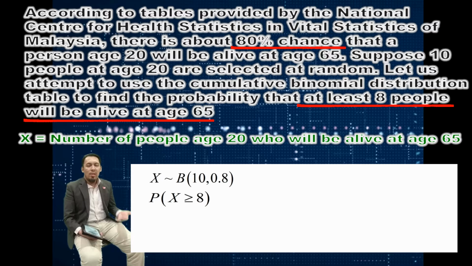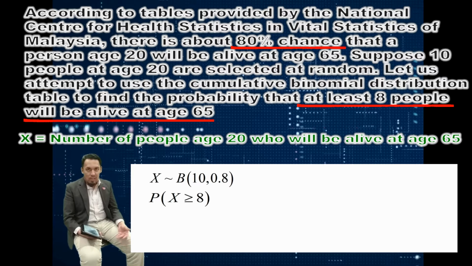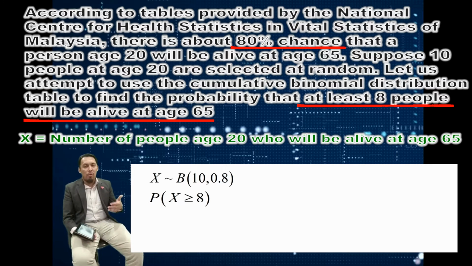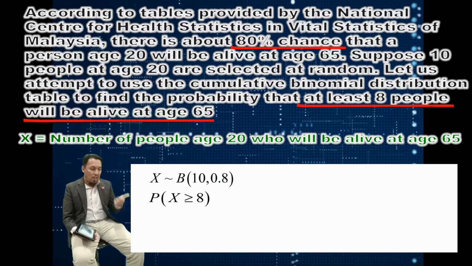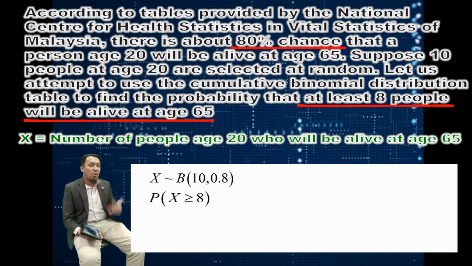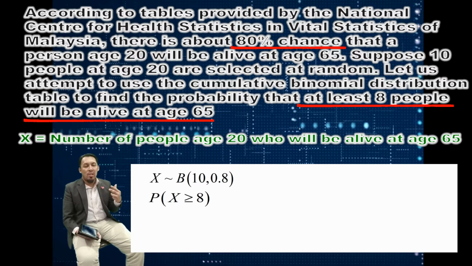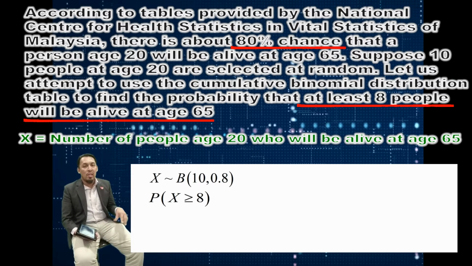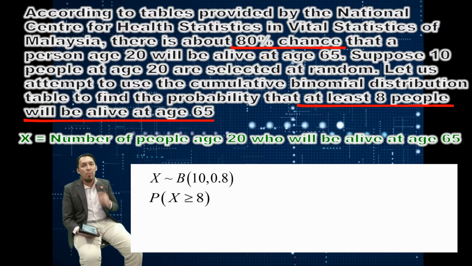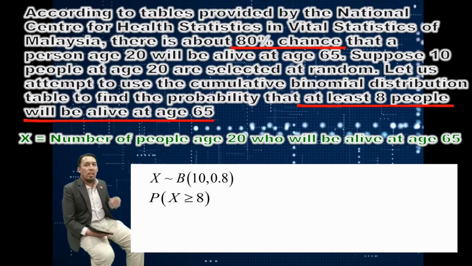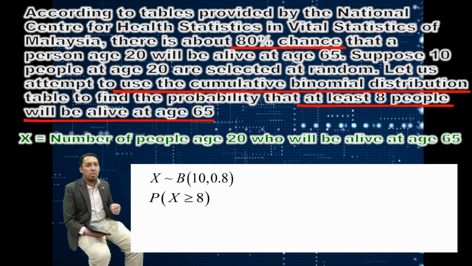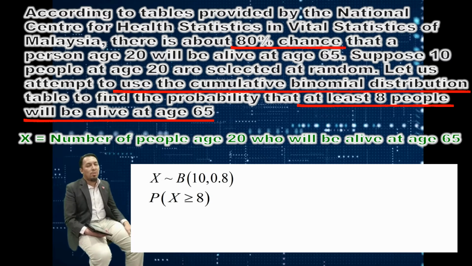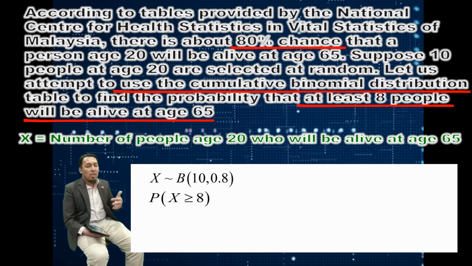So what is the probability that X is more than or equal to 8? One way is to just use manual calculation. You have the formula, you just calculate it for X equals 8, X equals 9 and X equals 10. Only 3 calculations and you can get the probability. However, this question specifically tells us to use the cumulative binomial distribution table to find the probability. So whether we want it or not, we need to use the table.